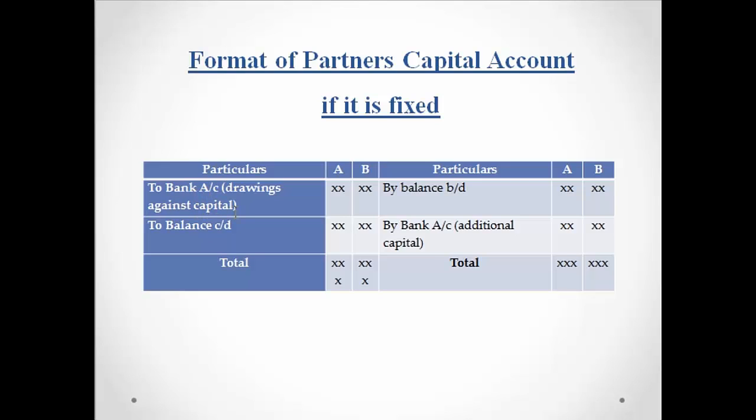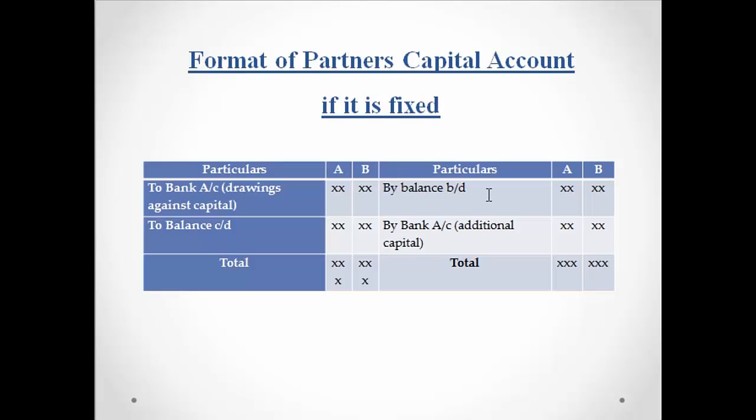Since it is connected with capital, this amount should be entered in the partner's capital account when the capitals are fixed. Items are complete. So when you prepare the partner's capital account when the capitals are fixed, the number of items which are taken to the partner's capital account is actually very few. And which items are taken?